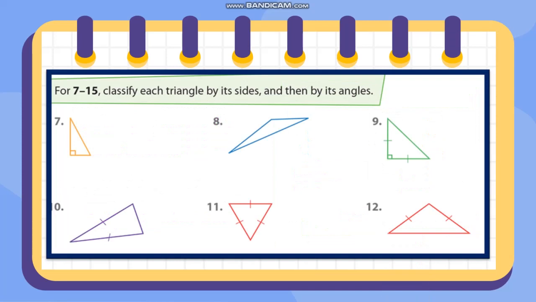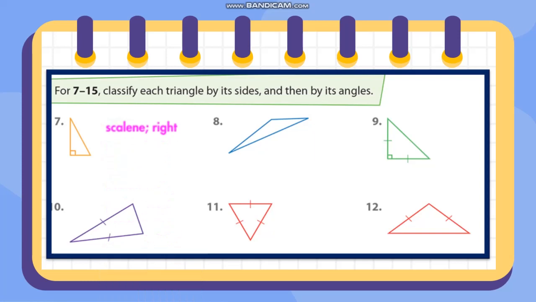Okay, question number 7 to 15. Classify each triangle by its sides and then by its angles. So in question number 7, by its sides, no sides are equal, so that is what we call scalene. And according to its angle, there is one right angle, so that is what we call scalene right triangle.